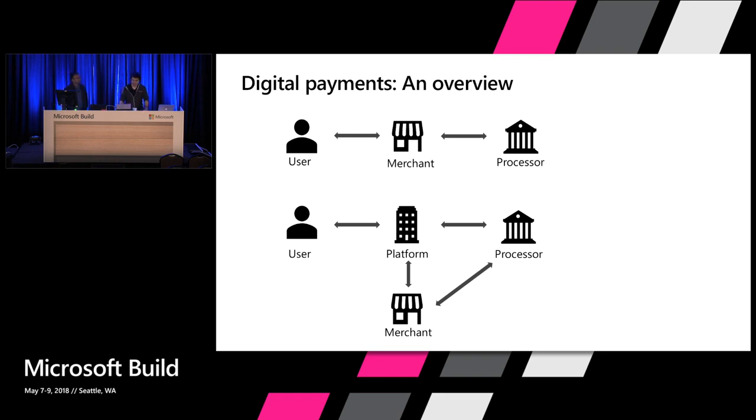Now, when you look at Xero and Sage and those examples, what actually happens is that we communicate with the platform itself, so Xero and Sage. And there are many, many merchants that are connected to this platform. Xero and Sage also have a connection to the processor, and when they are able to facilitate this payment, the processor is able to route the money to the appropriate account for the merchant. So that's a high-level overview of digital payments.